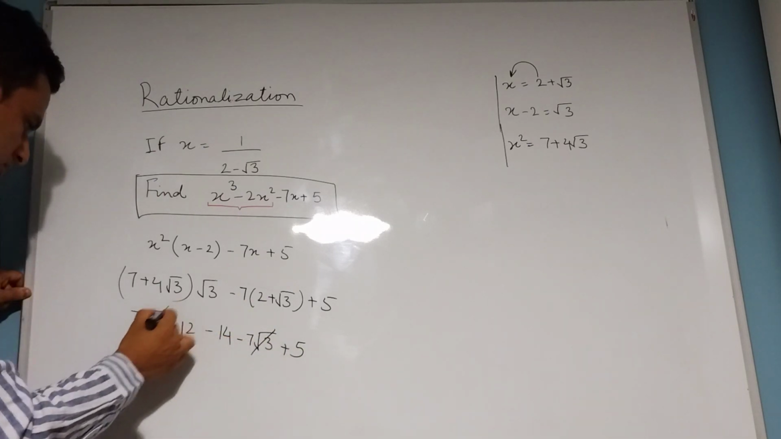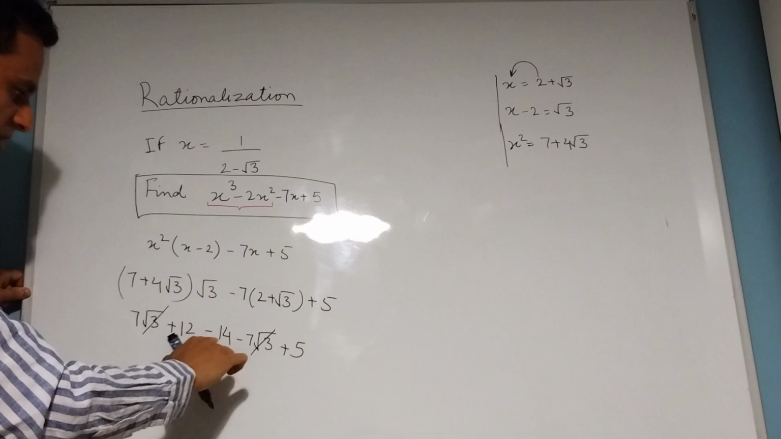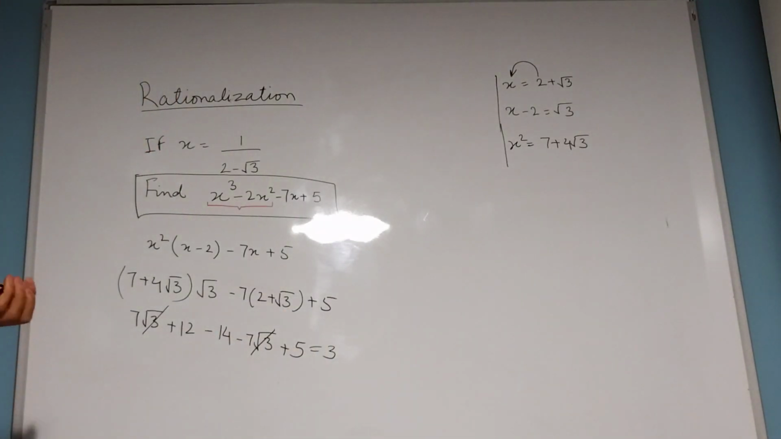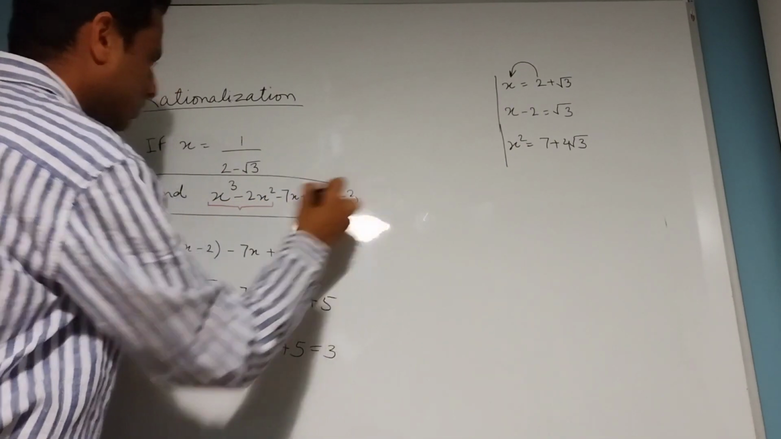Minus 7 root 3 plus 7 root 3 gets cancelled out. 12 plus 5 is 17. 17 minus 14 equals 3. So the value of this equation is equal to 3.